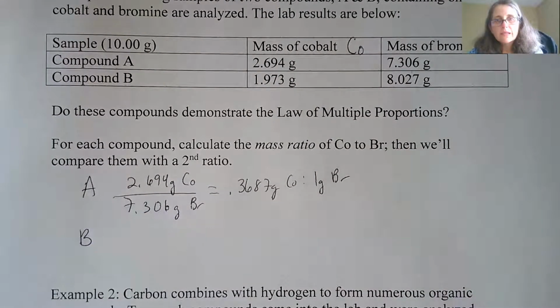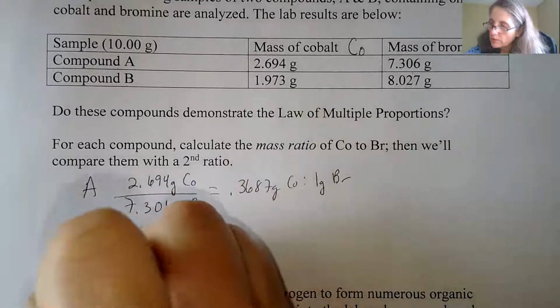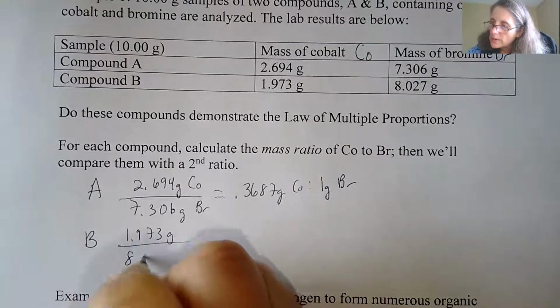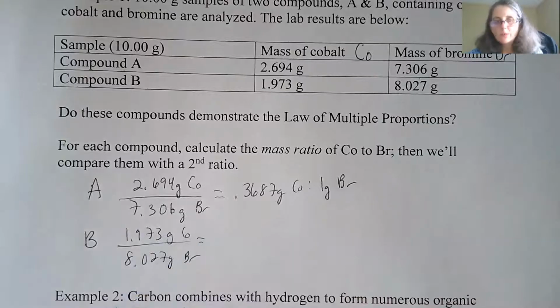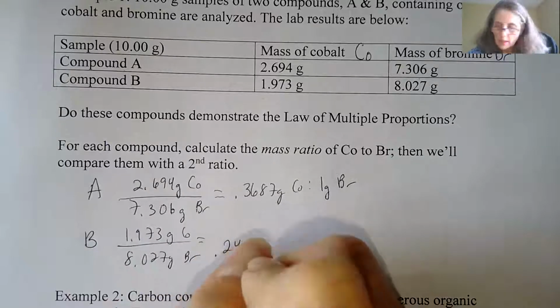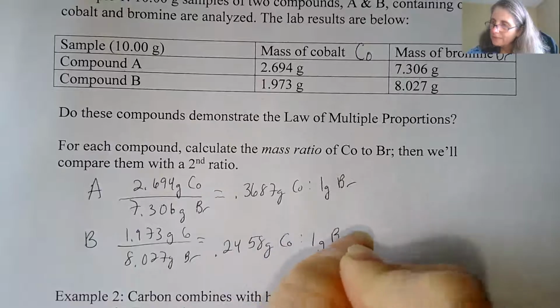And I'm going to do the exact same calculation for compound B. So I'm going to take the cobalt, which is 1.973 grams, and divide it by 8.027 grams. And that's cobalt to bromine. I will always tell you which one you're going to put over which. This comes out to be 0.2458 grams of cobalt to 1 gram of bromine.